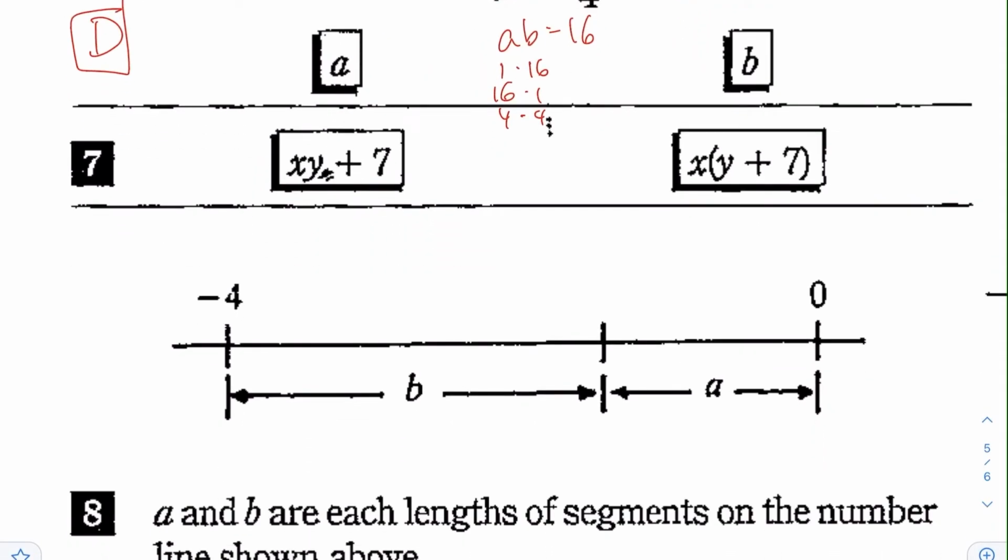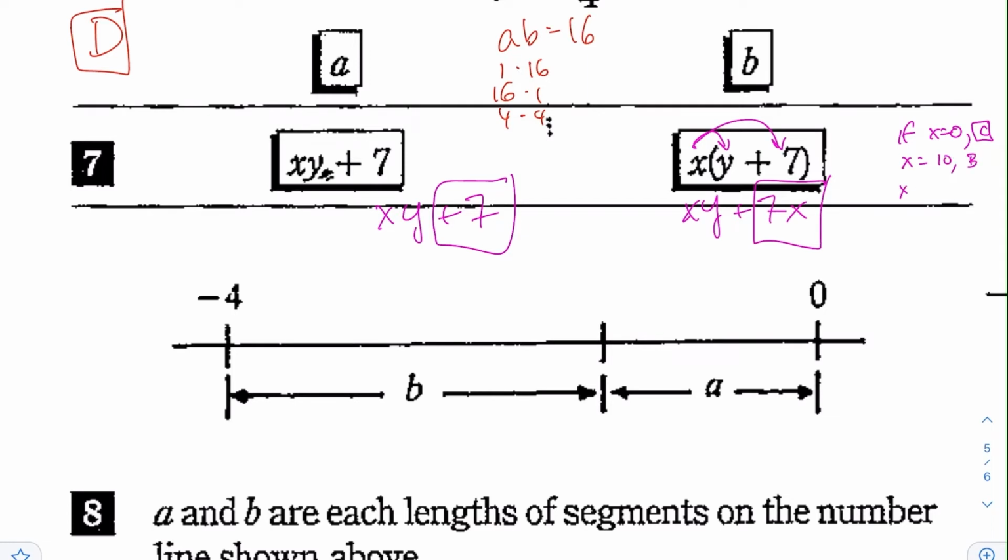Next for number 7, you have xy plus 7 versus x times y plus 7 in parentheses. Here you can distribute. You get xy plus 7x, and compare that to xy plus 7. So here, you really just want to compare 7 versus 7x. Well, in this case, it could be 0 if x is equal to 0. So they could be the same. If x equals 0, they're going to be equal, so it'll be choice C. But if x is equal to 10, then it will be choice B. But if x is equal to negative 10, then it will be A. So again, you can't tell. The answer is going to be choice D.